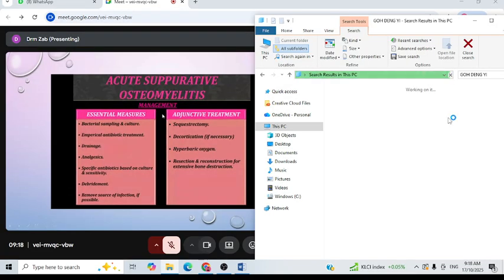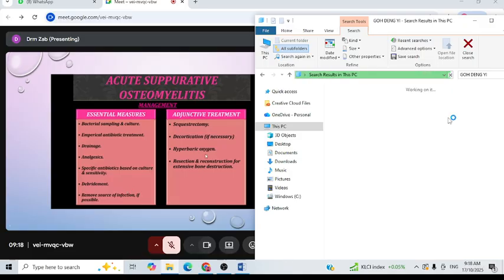So for management of acute suppurative osteomyelitis, culture and sensitivity, of course, is very important. Sometimes you need to do drainage. You need to give analgesics because the patient will be in pain. So the antibiotic is determined by culture and sensitivity. And then before you give the antibiotic, you may need to do some local debridement. And also you may need to remove the source of infection, either by extraction or you can do root canal treatment.